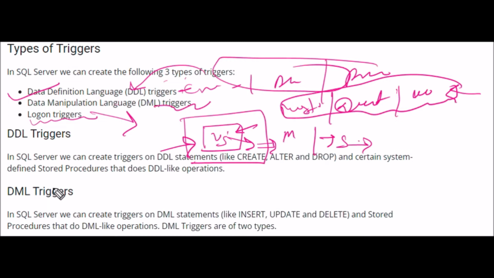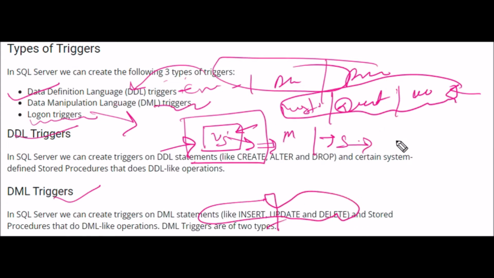As you can see here below, for DDL triggers, in SQL Server we can create a trigger on DDL statements like create, alter and drop. These are certain system-defined stored procedures that do DDL-like operations. Similarly, DML triggers work on insert, delete and update.